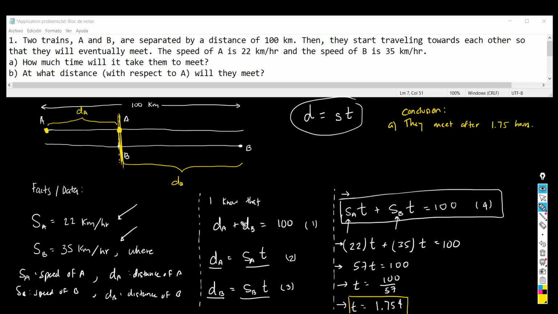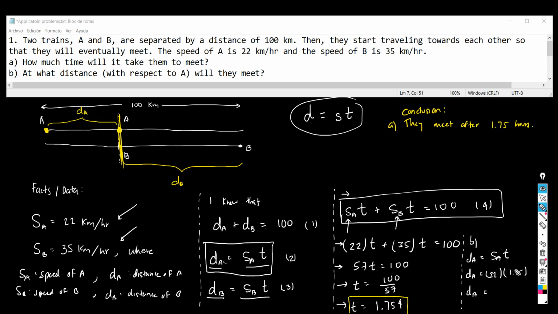How do I find it? Very simply. Look at this equation over here. You can find dA as long as you have SA, which you do, 22, and the time, which we already have, which is 1.75 hours. So I'm gonna make a little space over here, and in order to answer B, we write this equation: dA equals SA times T, and then dA equals 22 kilometers times 1.75 hours, and that's it.